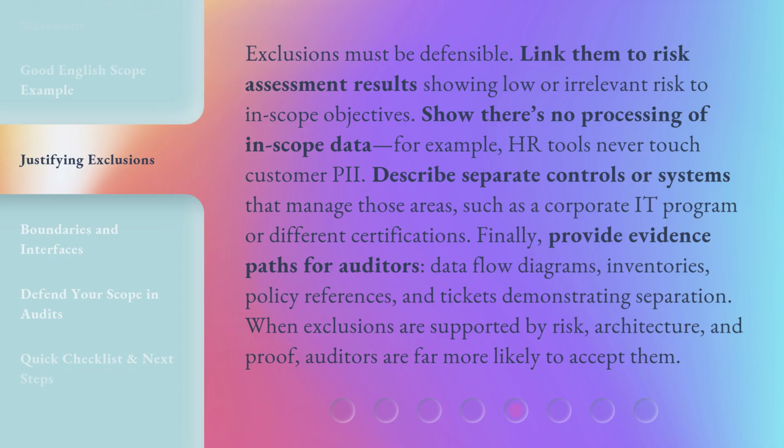Describe separate controls or systems that manage those areas, such as a corporate IT program or different certifications. Finally, provide evidence paths for auditors: data flow diagrams, inventories, policy references, and tickets demonstrating separation. When exclusions are supported by risk, architecture, and proof, auditors are far more likely to accept them.